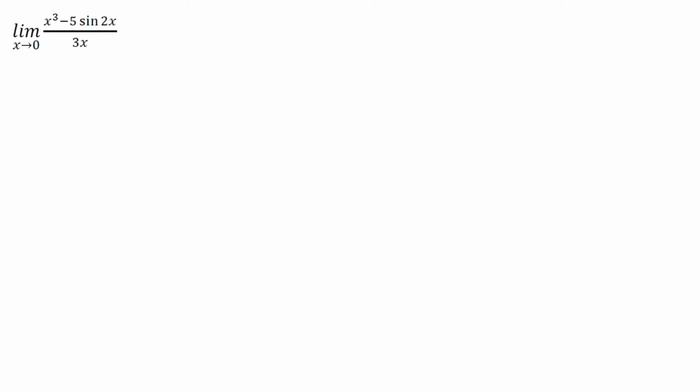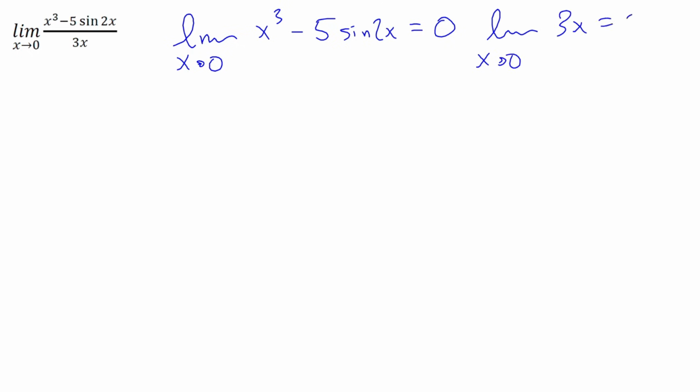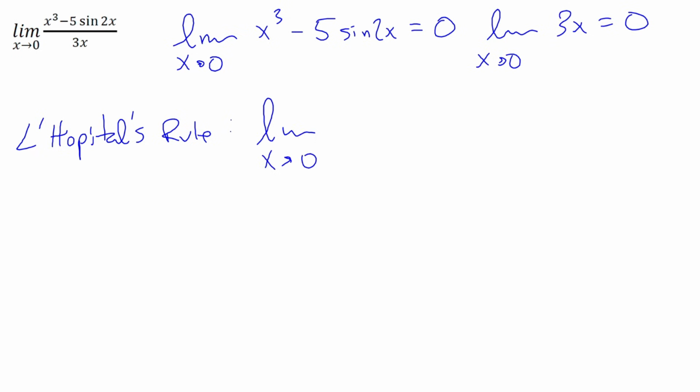Our next one here is the limit as x approaches 0 of (x cubed minus 5 sine 2x) over 3x. And we'll note that if I look at the limit as x approaches 0 of the numerator, I get 0 minus 0, which is just 0. And if I look at the limit as x approaches 0 of 3x, I get 0. So this is a good candidate for using L'Hopital's rule. It's not the only way that we could do this problem. We could split it into two different limits. But I think at this point, now that we know how to do derivatives, it might be quicker and easier to just use L'Hopital's rule.